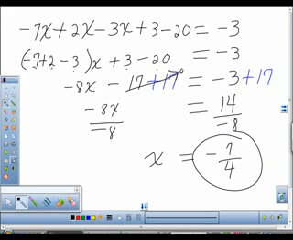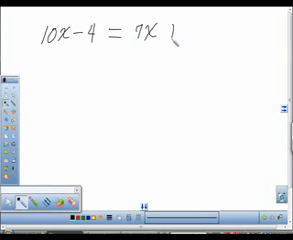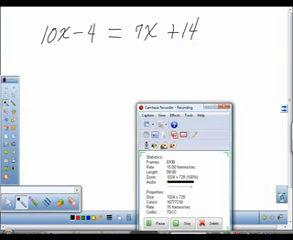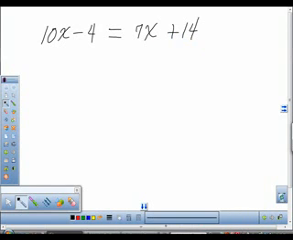Okay. Let's go one more step on this. Here is one that I want you to give a try. It says that you've got 10x minus 4 is equal to 7x plus 14. Give that a try, please, and then check against your neighbor. Okay, let's see how far you got.